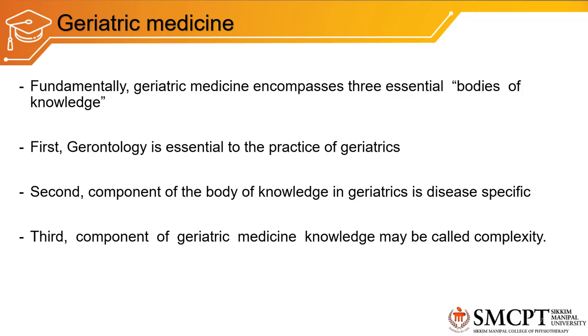The second component of the body of knowledge in geriatrics is disease specific. That is, geriatrics requires knowledge of diseases that are more common in the aged than in middle-aged people, such as Alzheimer's disease, and there should be knowledge of how common diseases are prevalent in elderly people, and how their physiology is distinct from middle-aged men or women. That is, the presentation of diseases like pneumonia, hypertension, diabetes, and hyperthyroidism all differ in old age. The third component of geriatric medicine is called complexity.